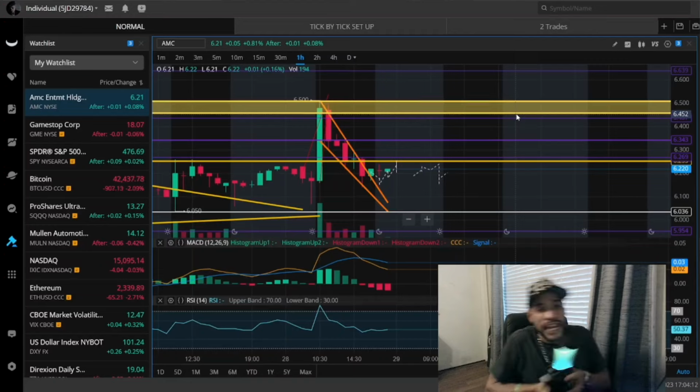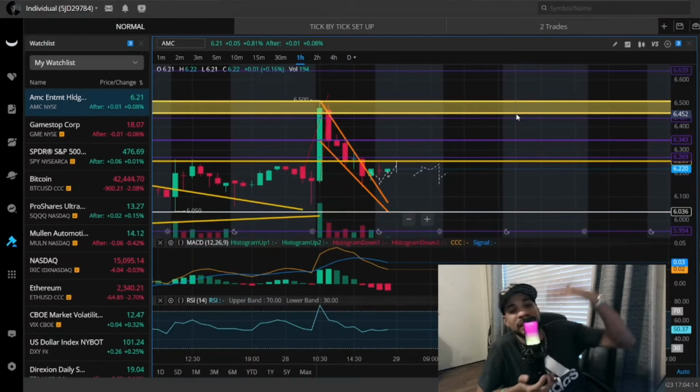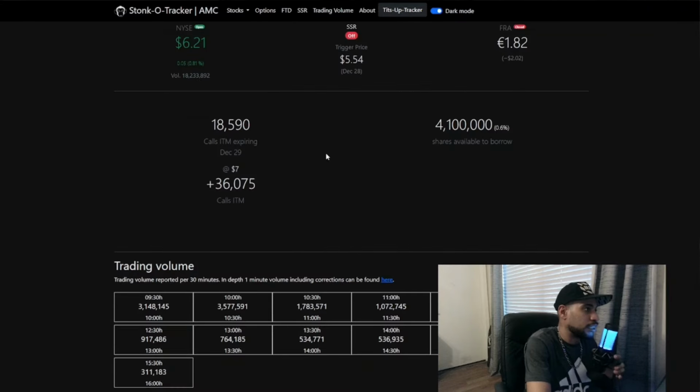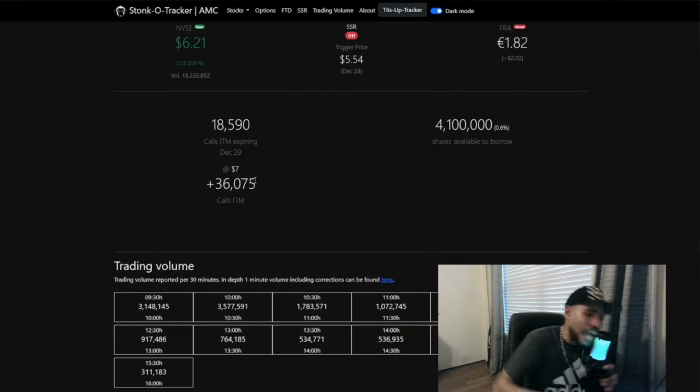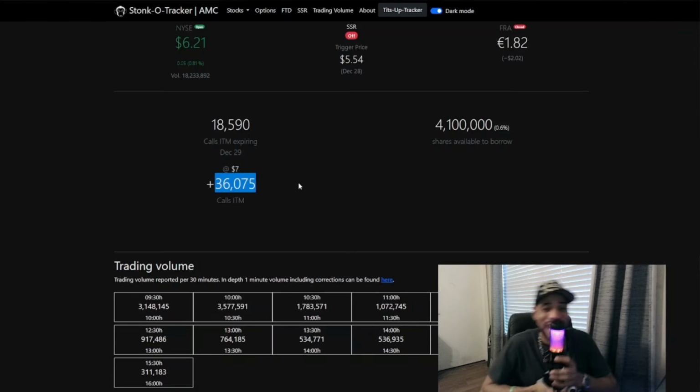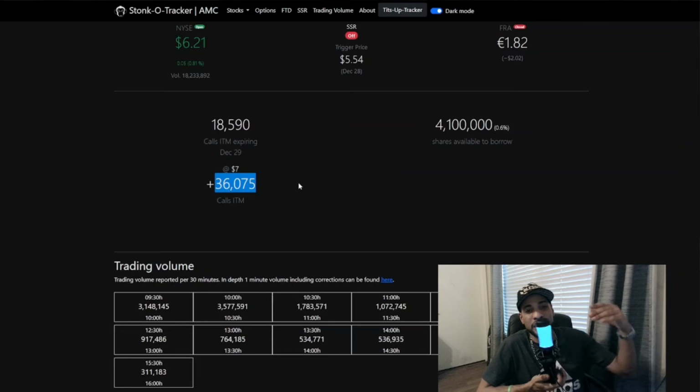If AMC can get above $6.25 and hold that level as support, we have a good shot at that $6.50 level, and that is our true goal, because that's going to lead us to that $7 level where gamma can start to kick in, and then we could start to see some serious price action for AMC. I don't think that's going to be happening this week. There are 36,000 calls expiring in the money at $7, and they are not going to want us to get that type of gamma ramp. I think this is possible next week.